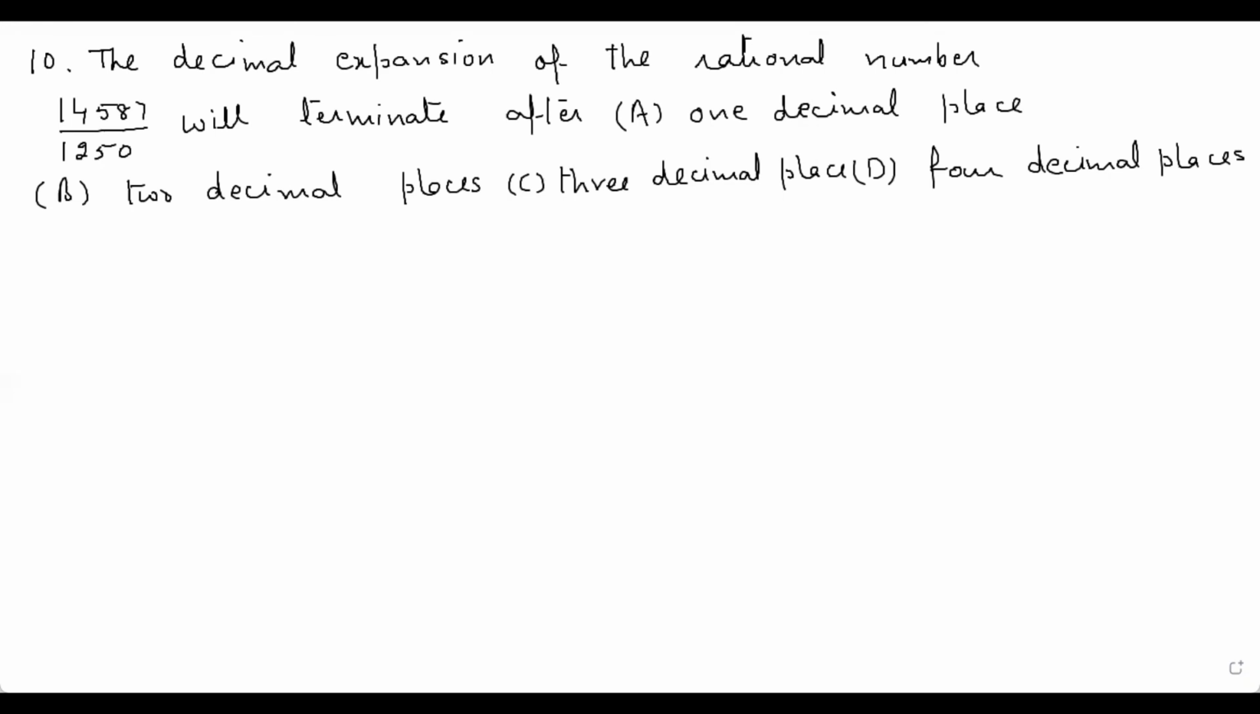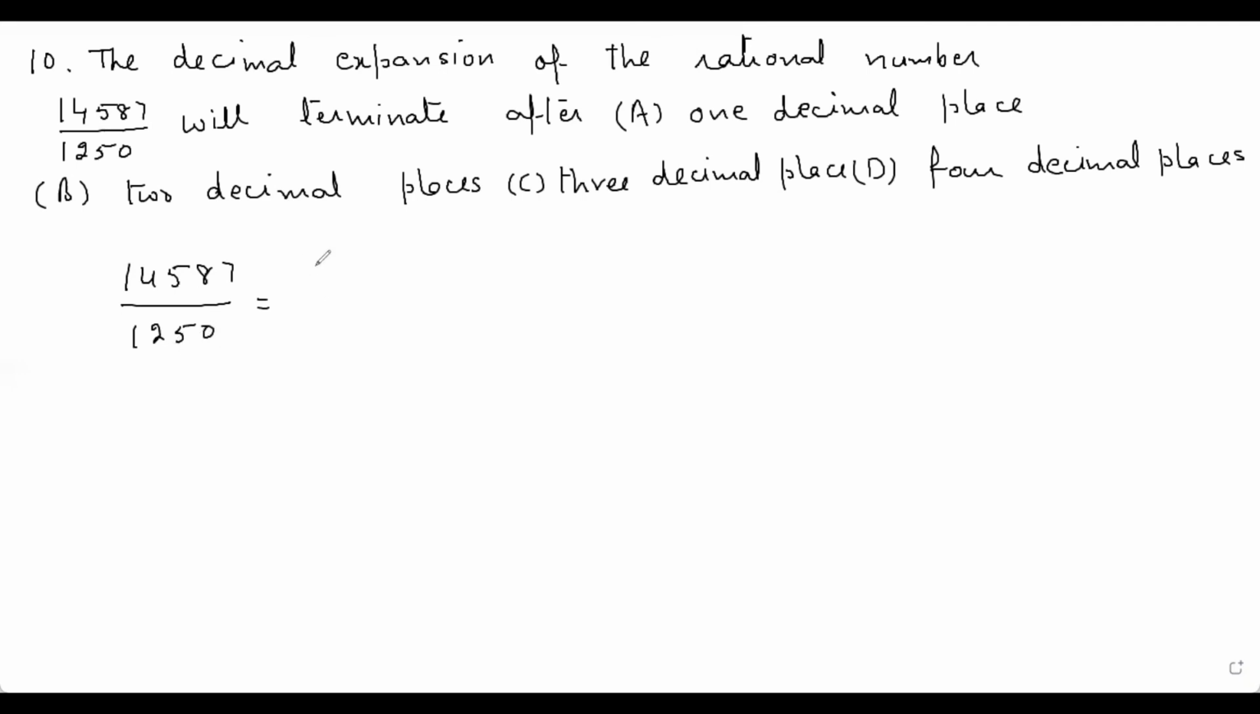Now the 10th question is: the decimal expansion of the rational number 14,587 upon 1,250 will terminate after 1 decimal place, 2 decimal places, 3 decimal places, or 4 decimal places. So there are 4 options, and you have to find the right one. Now, this is the numerator and this is the denominator.